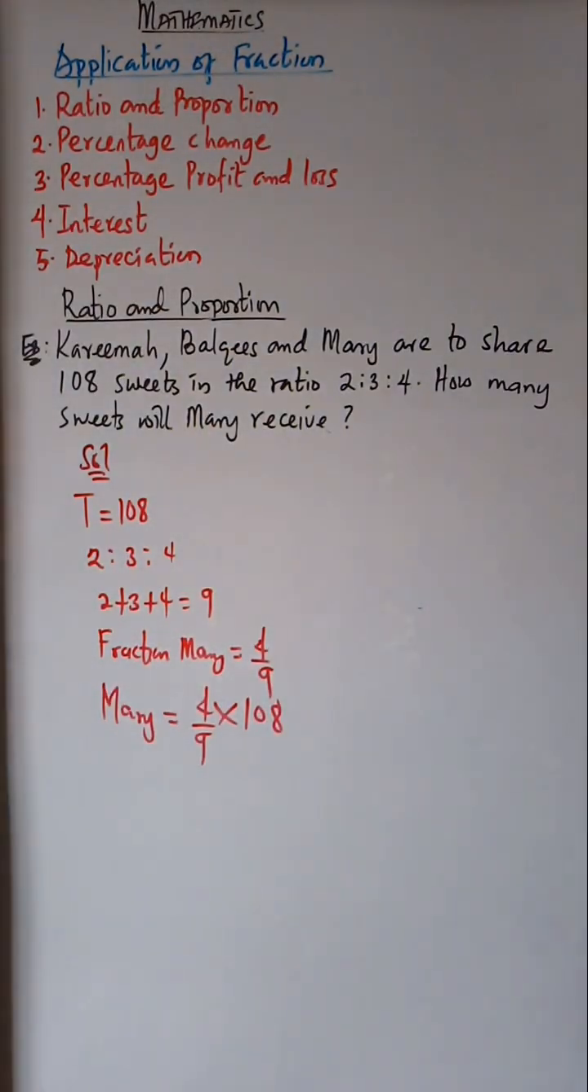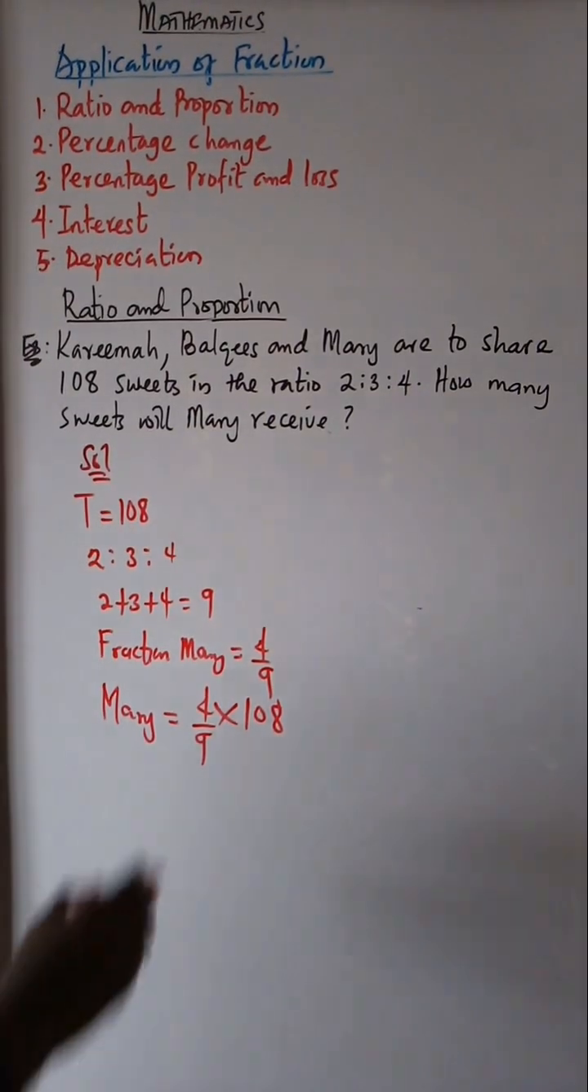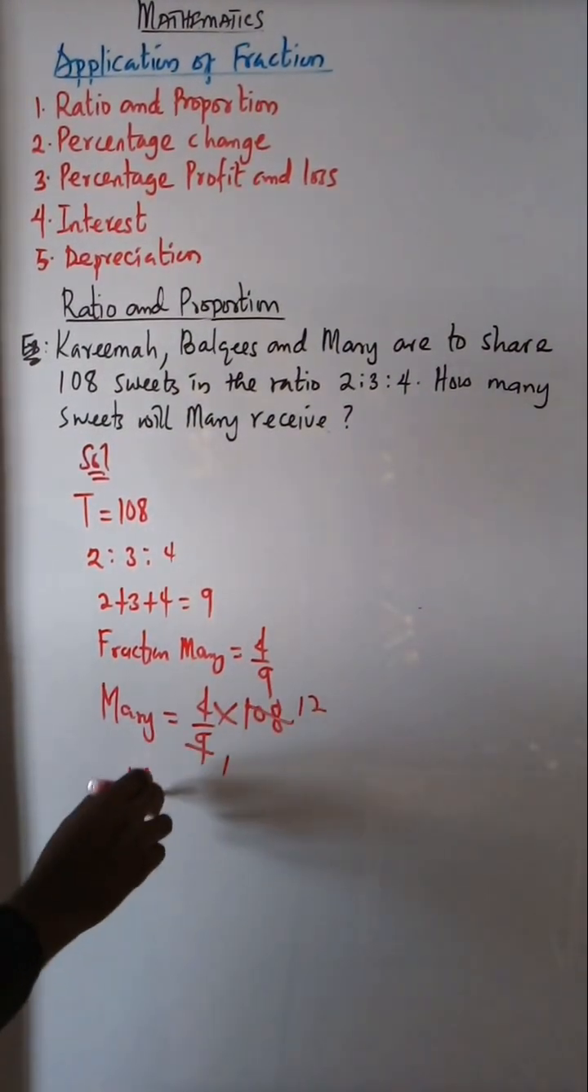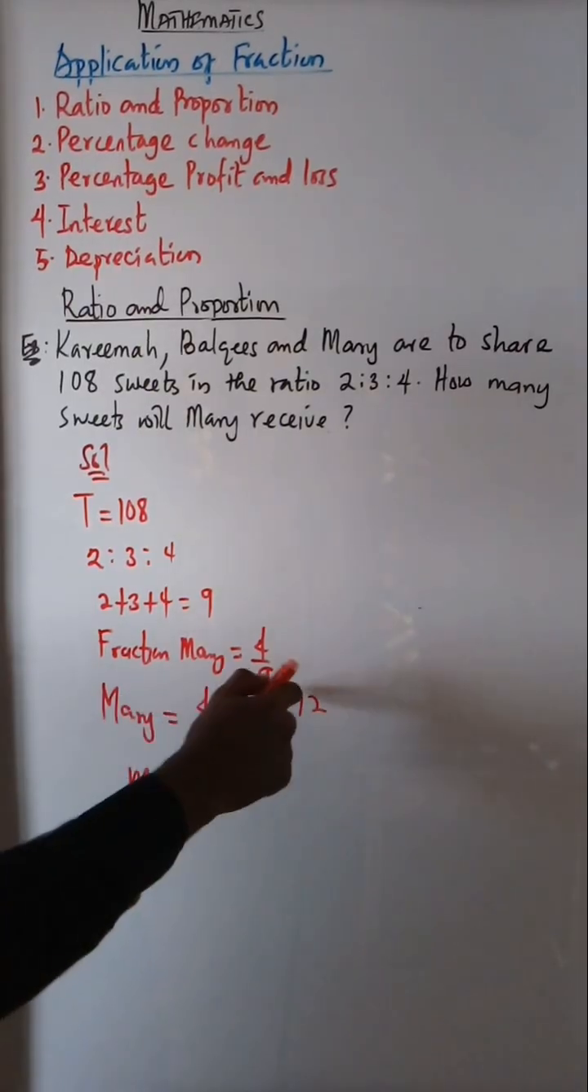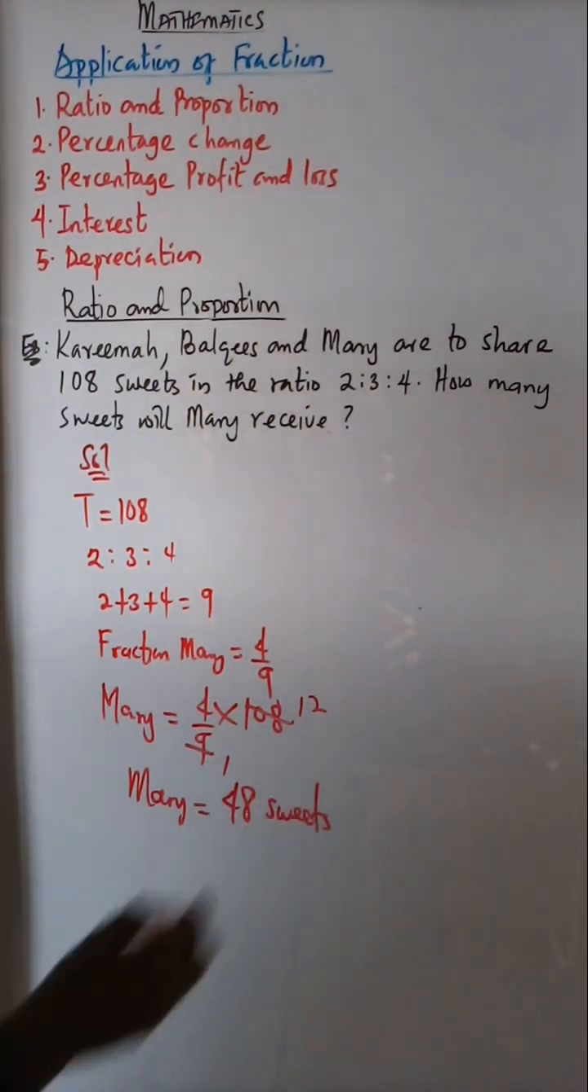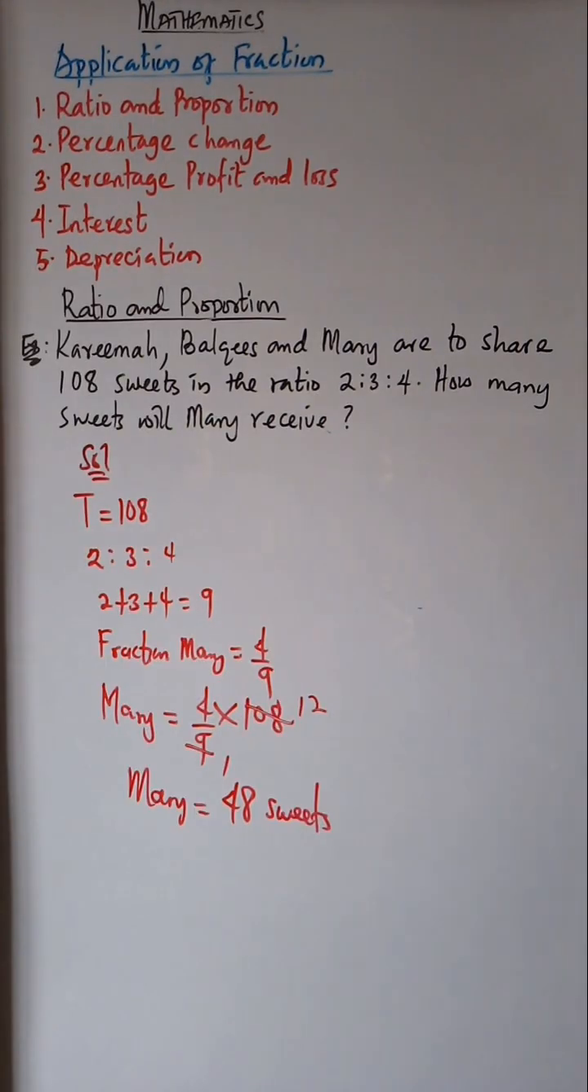So from here, 9 here 1, 9 here 12. From here it means Mary will receive 4 times 1, 4 times 2, 8. 48 sweet. Very straightforward. You can also ask for Karima and Balakis. So you do the same way. This one is simpler and more straightforward than the previous ones.